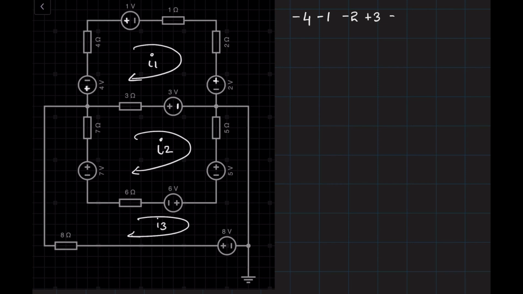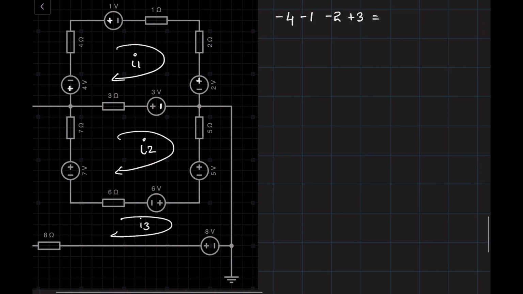Now put an equal sign. Now let's take the cases of resistors. Let's take the 1 ohm resistor. So 1 into I1, it will be I1. Okay. Let's take the 2 ohm resistor. The current flowing through 2 ohm is I1 only. So plus 2 times I1.